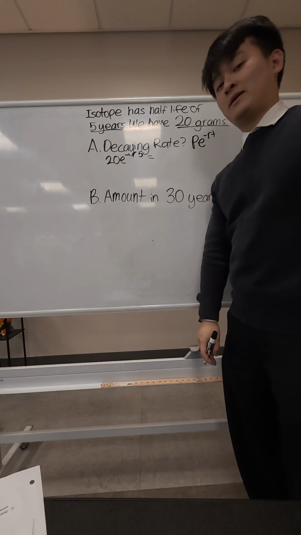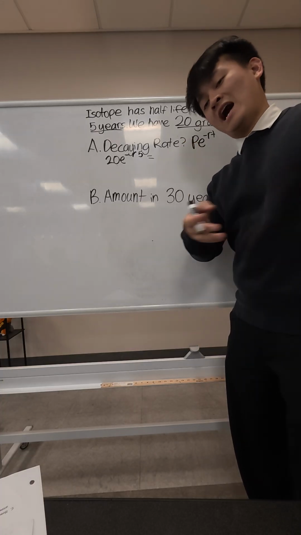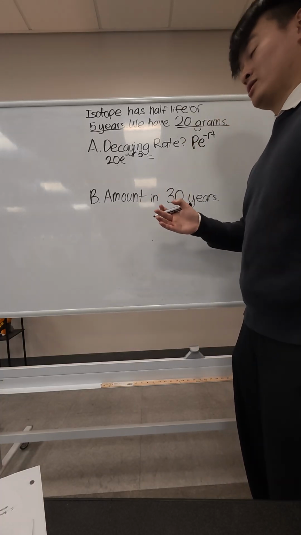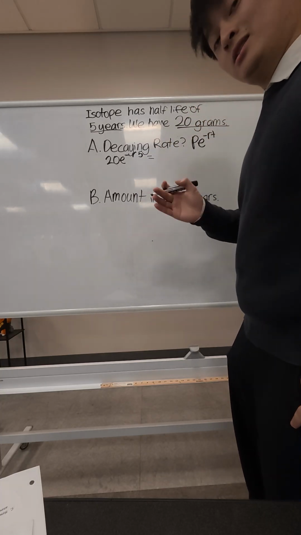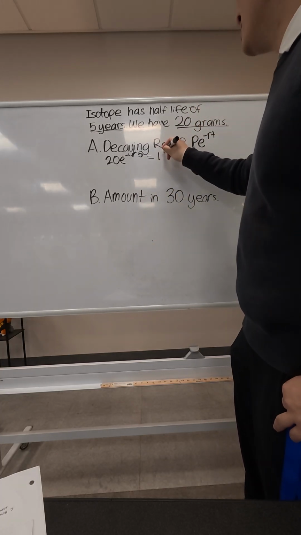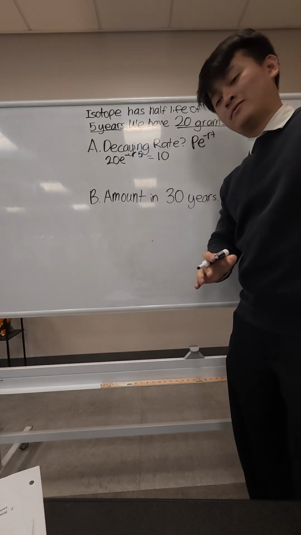Well, here's the fact about half-life. Half-life halves whatever you have originally. You had 20 grams, but you're going to cut it in half. 20 divided by 2 is 10. So you have your setup for the equation.